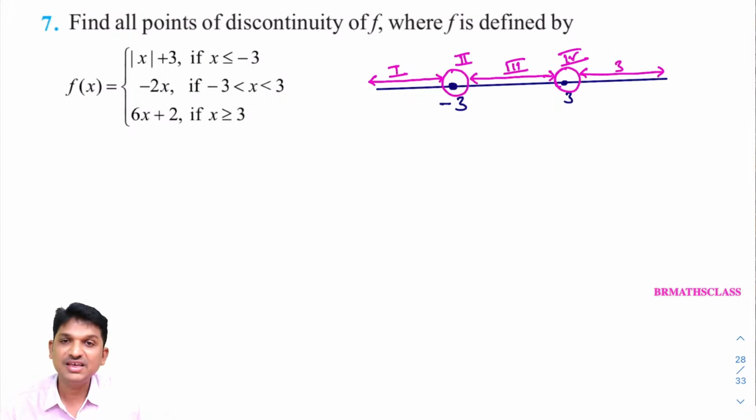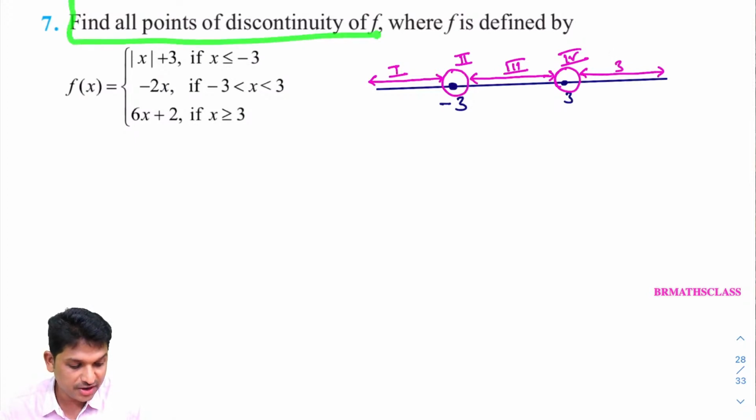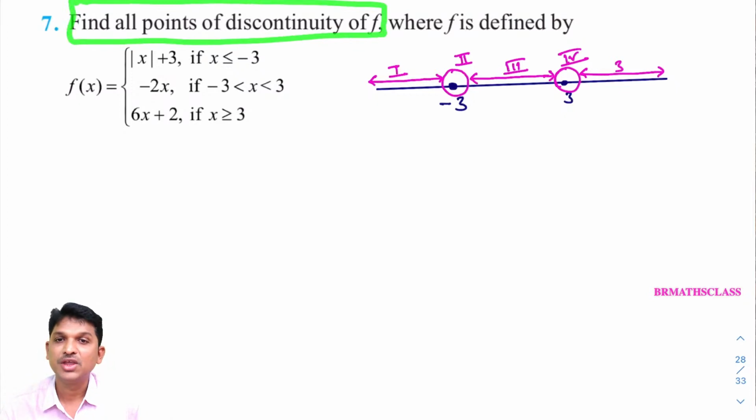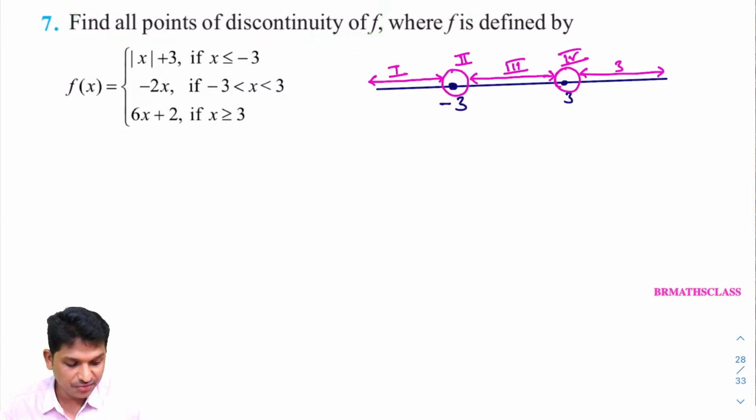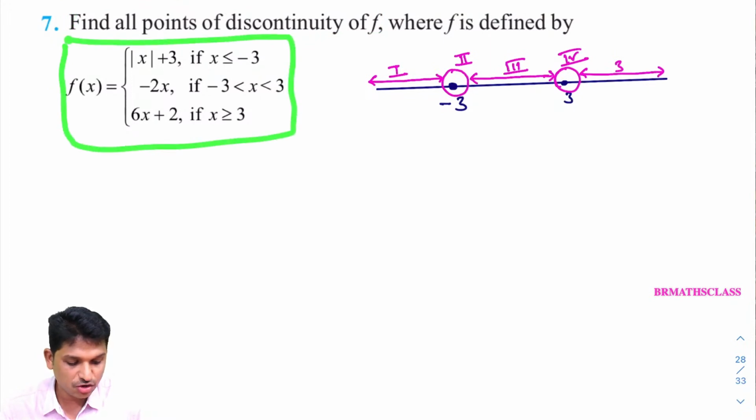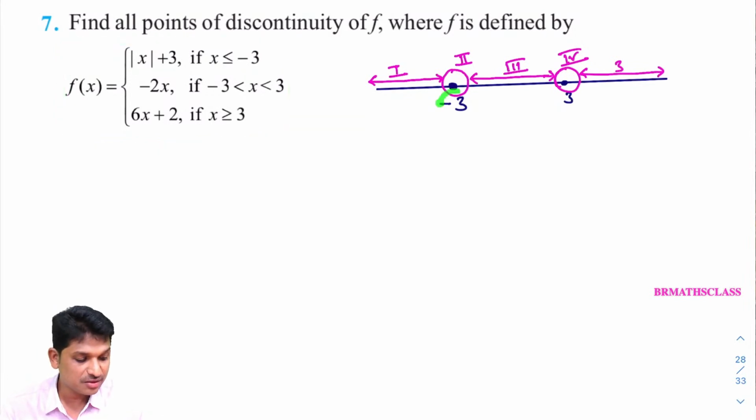So, what they are asking in the question: find all points of discontinuity of the function. To find all points of discontinuity, from the given function, I checked the domain of the function. This function f of x is defined for all real numbers, but it varies at 2 points, at minus 3 and plus 3. So, I divided this problem into 5 cases.